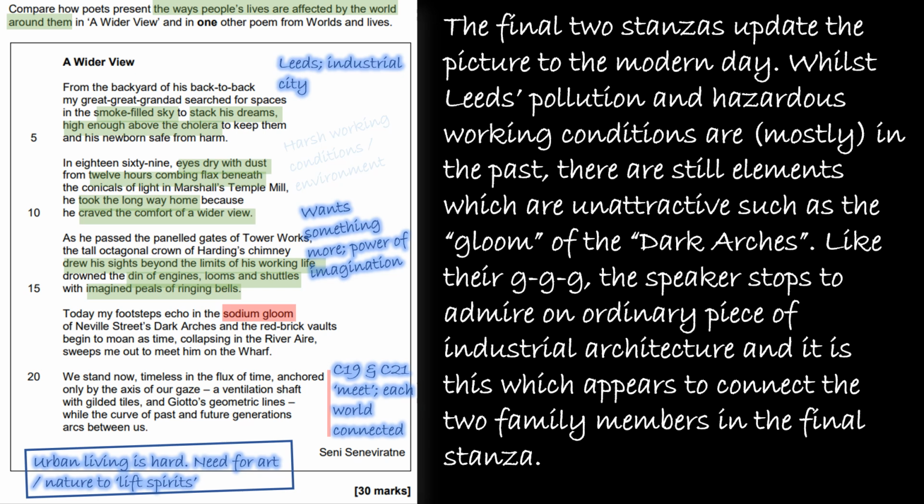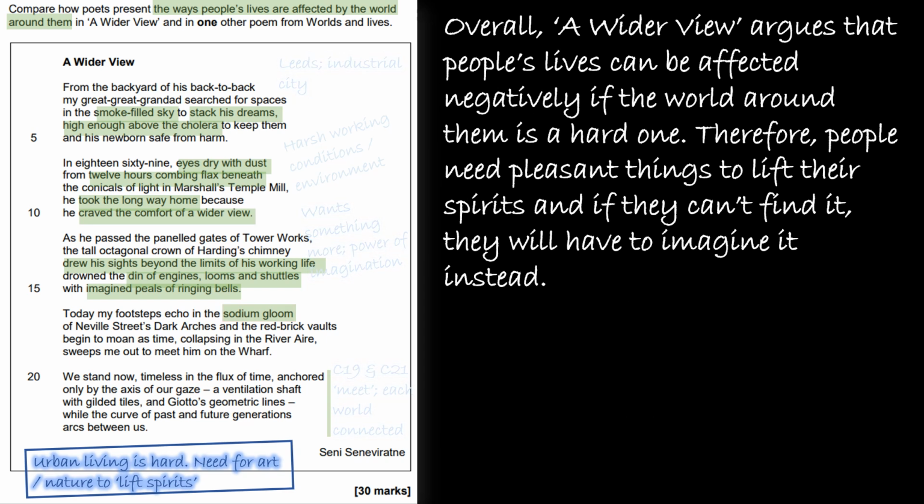How a poem ends is often very important, as it's the last thing left in the reader's mind. Finish this part of the answer by offering an overview which explains the overall point or purpose of the poem. In other words, what is the poet trying to say about the world and our lives?